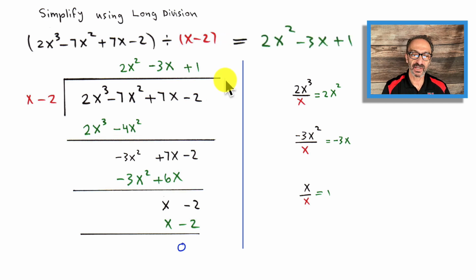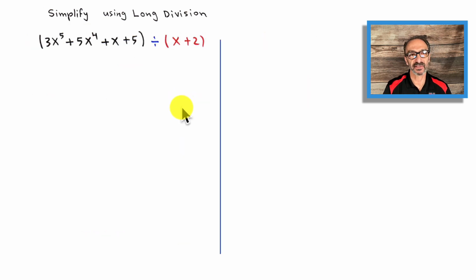So the first example is an example that doesn't have extra steps in it. You just follow the process. There is no remainder in this example, and there are no terms missing here. The second example will have that. Let's go to the second example.